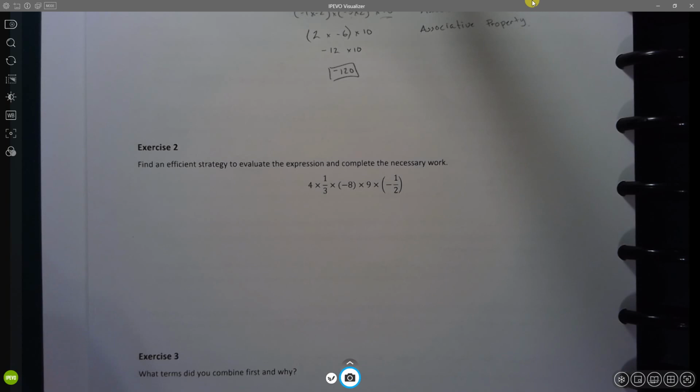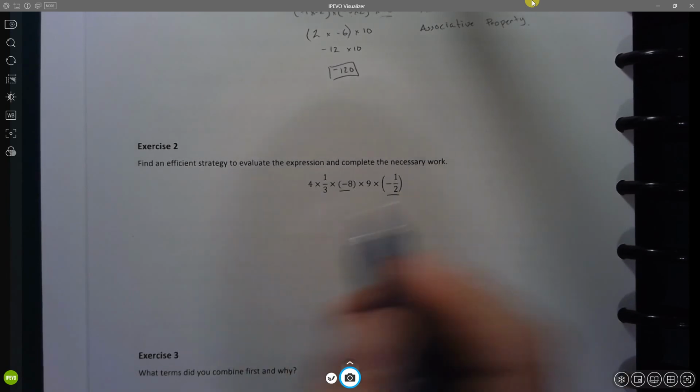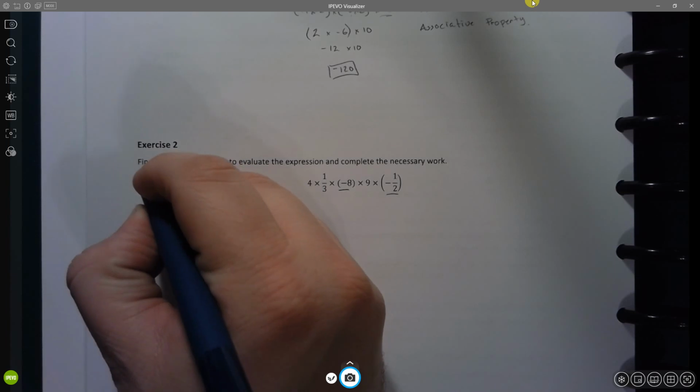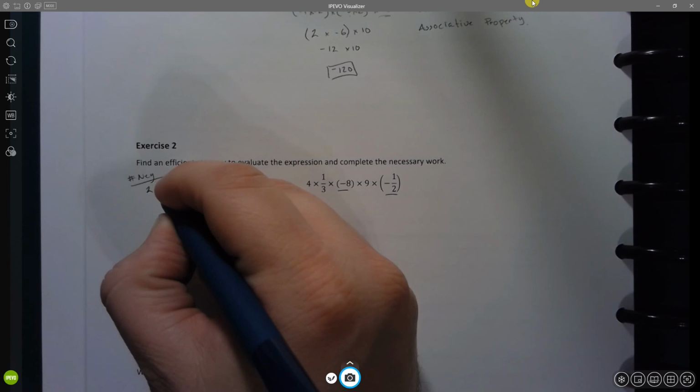All right, so find an efficient strategy to evaluate the expression and complete the necessary work. Okay, so 4 times 1/3 times a -8 times 9 times a -1/2. So we've got to move things around here. Remember what we said. The first thing we're always going to do is count our negatives. So I got 1 negative and 2 negatives. So the number of negatives is 2, which means my answer is going to be positive.